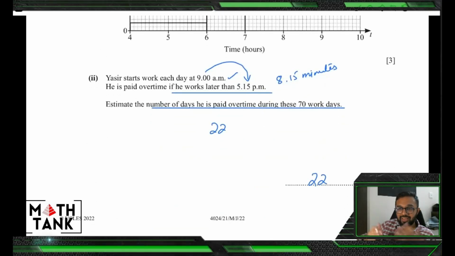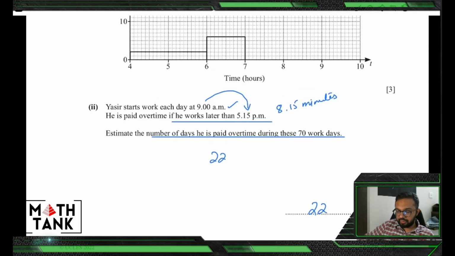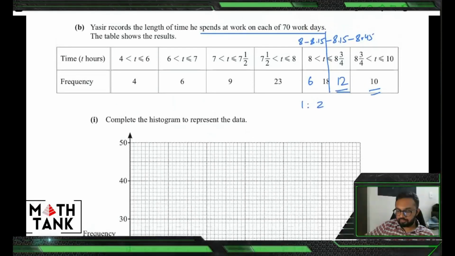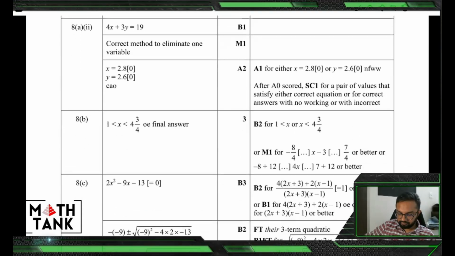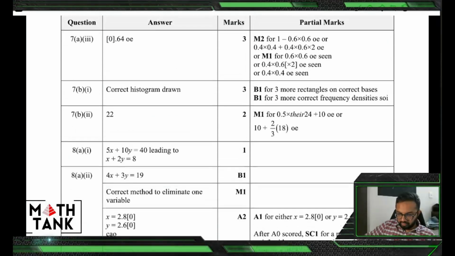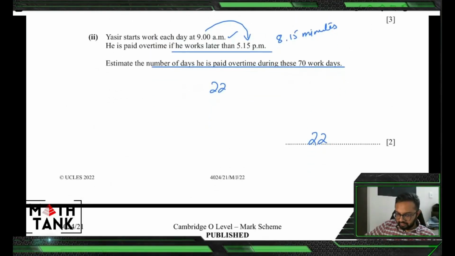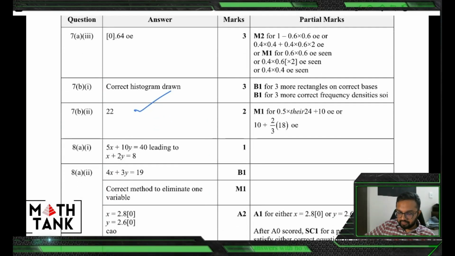So I'm splitting up classes into equal sort of widths so that I can estimate what frequency lies in each category. That's something that you are expected to do on the exam as well. Okay, where is my answer? That's 22. Yeah, that's the correct answer.